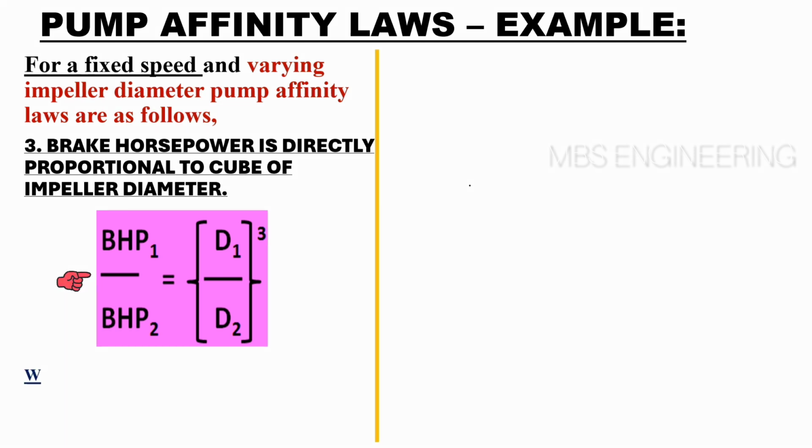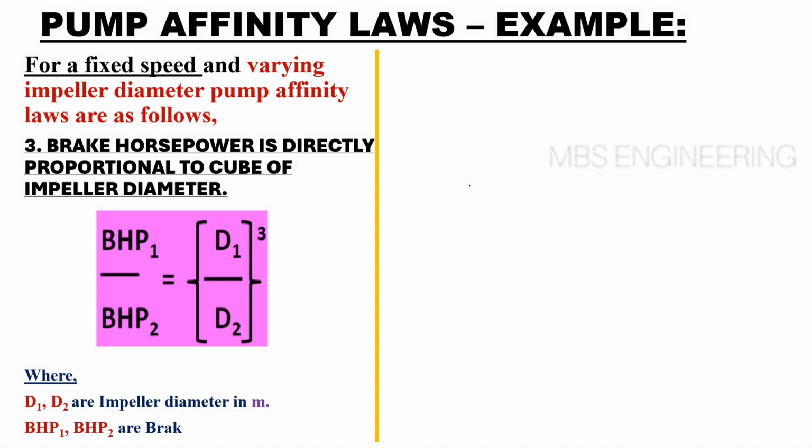The brake horsepower, bhp1 divided by bhp2, is directly proportional to the cube of the impeller diameter, d1 divided by d2, where d1 and d2 are impeller diameters in meters. bhp1 and bhp2 are brake horsepower in kilowatts at different diameters d1 and d2. We will go through some sample calculations for a better understanding.